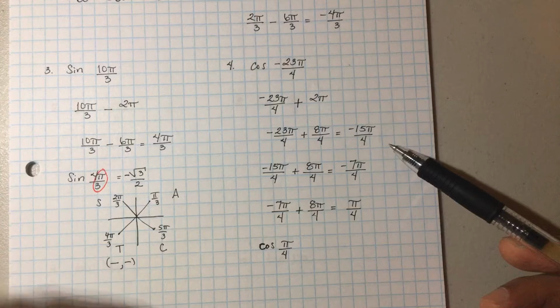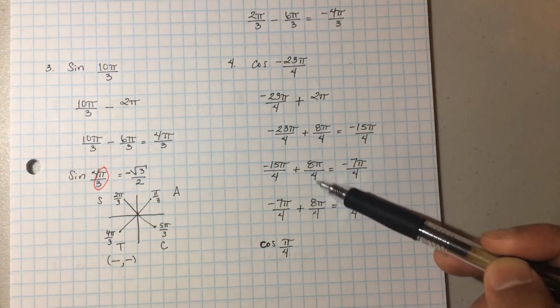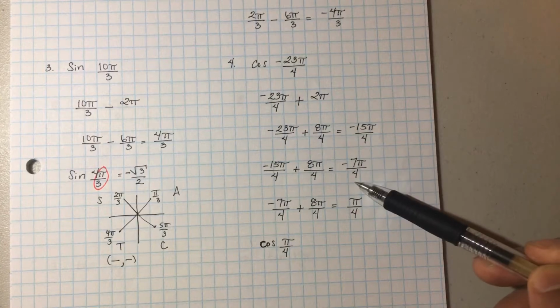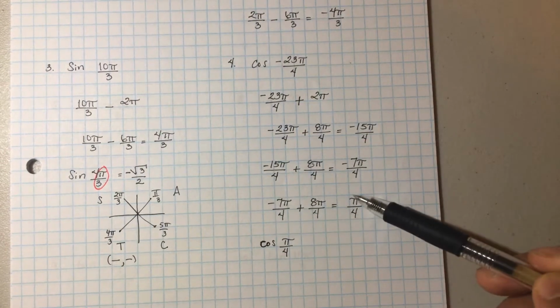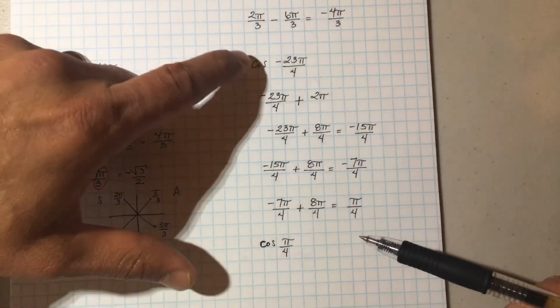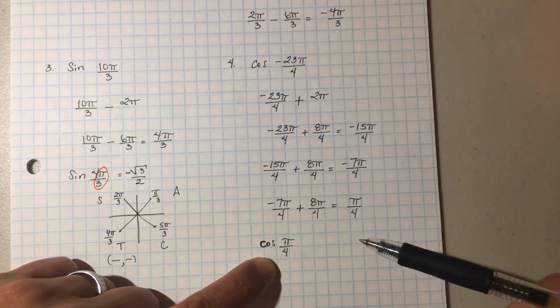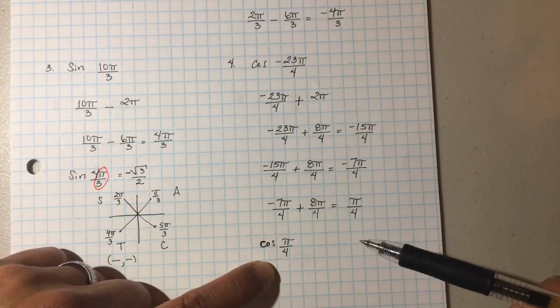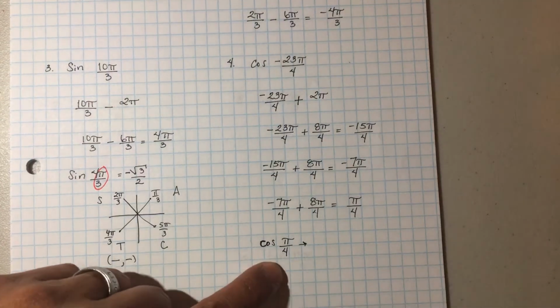Well, you know what? That is still too negative, and I do it again. I add another 8 pi over 4 and I get negative 7 pi over 4. And you know what? That is still too negative. I do it one more time. I get pi over 4. So now I took cosine of negative 23 pi over 4 and I converted it into cosine of pi over 4. These are the exact same values. These are coterminal. So now all I got to do is solve this guy.